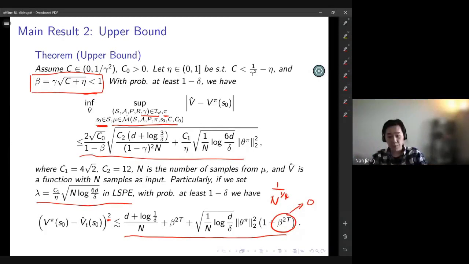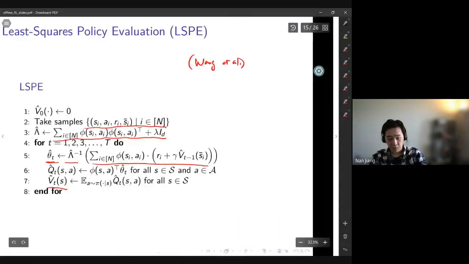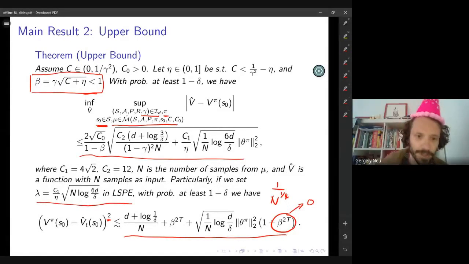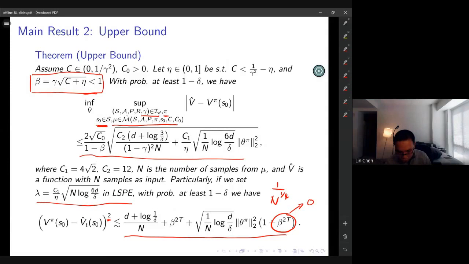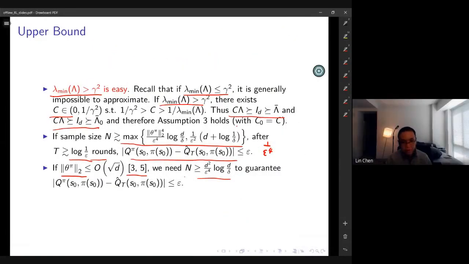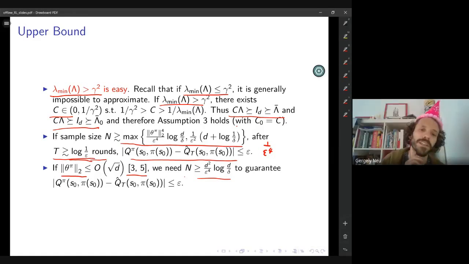No, there's a beta to the 2T term. So you want T to be large, no? Oh yeah, sure, right, that's correct. If we want to guarantee that the error is upper bounded by epsilon, we need T to be greater than log 1 over epsilon, and this many rounds will be sufficient. Yeah, right, sorry, I missed the scale of beta.